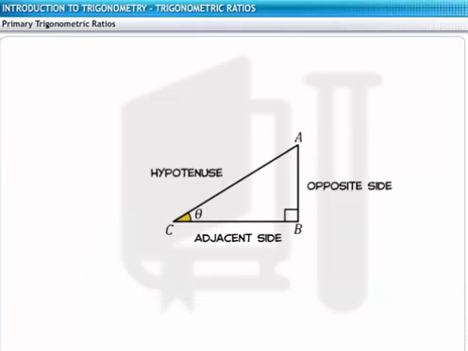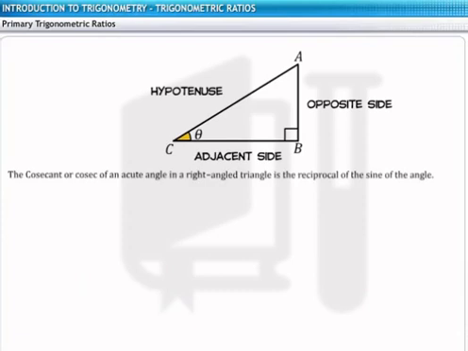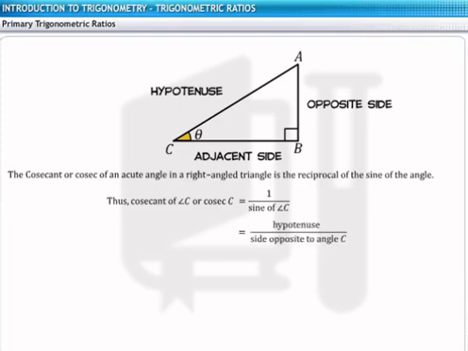Apart from the three primary trigonometric ratios, the reciprocals of these ratios are also defined. The cosecant or cosec of an acute angle in a right-angled triangle is the reciprocal of the sine of the angle. Thus, the cosecant of angle C or cosec C is equal to the ratio between the hypotenuse and the side opposite to angle C, or the cosecant of angle C is equal to AC upon AB.